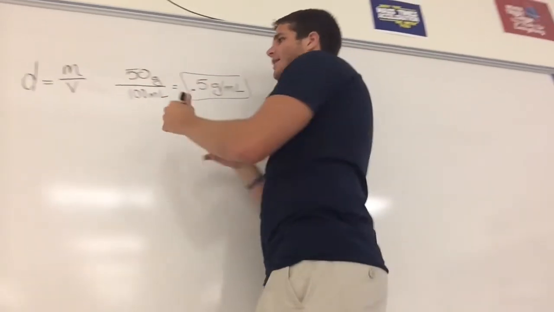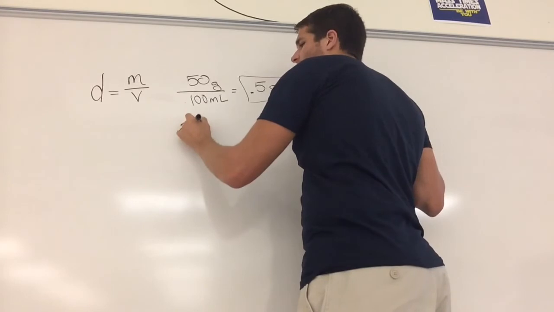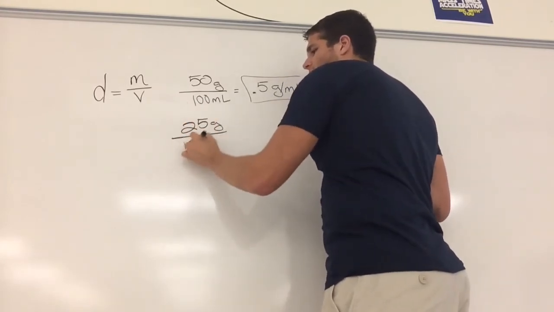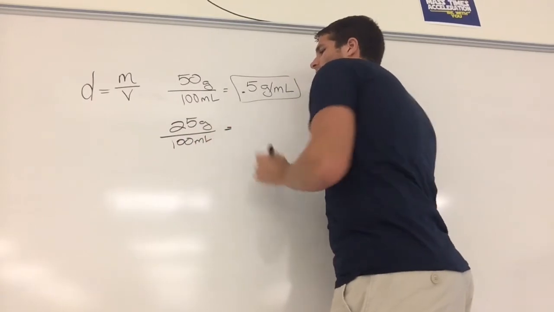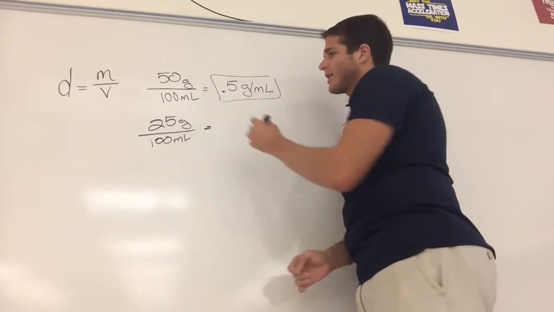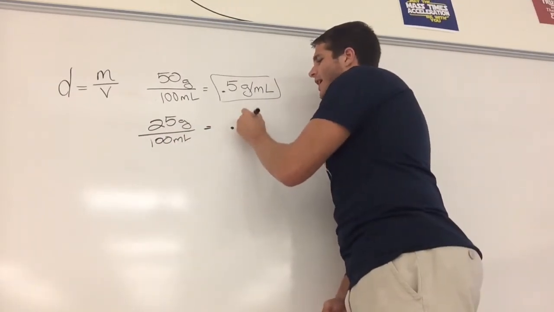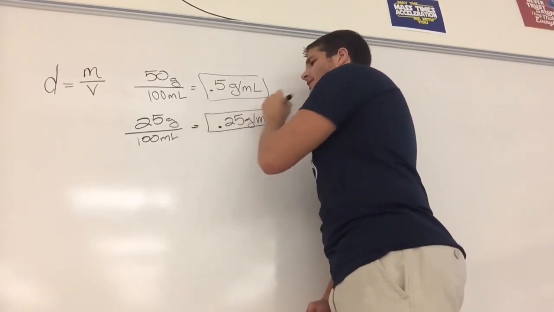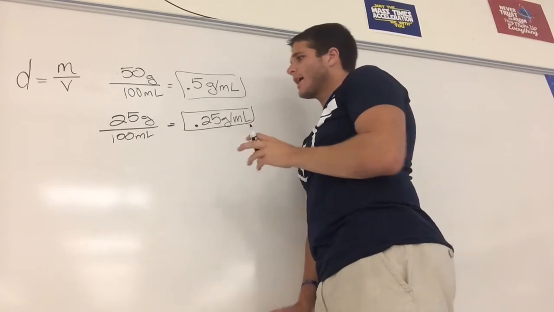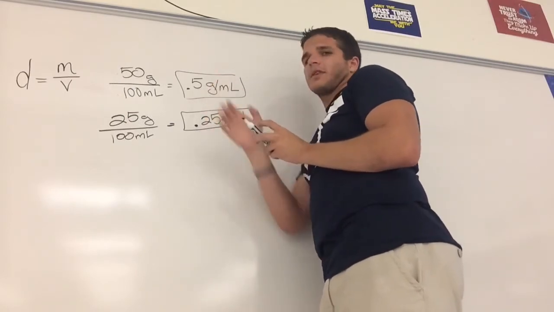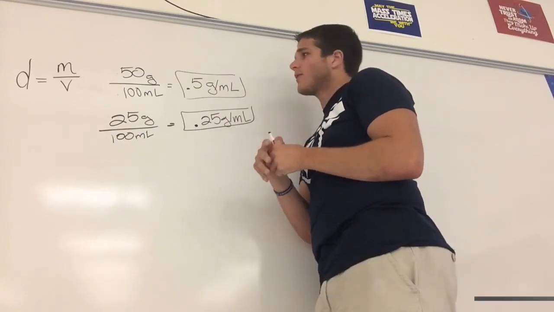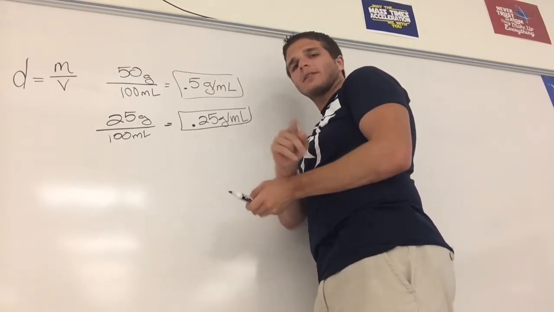Another example: say we have an object that has a mass of 25 grams and takes up that same volume, 100 milliliters. When we calculate that, that would give us the number 0.25 grams per milliliter. Real simple. It's not a tough calculation, okay? Now, would these objects float on water? Go ahead and write that in your notes. If you think yes, write yes. If you think no, write no. Remember that the density of water is 1.